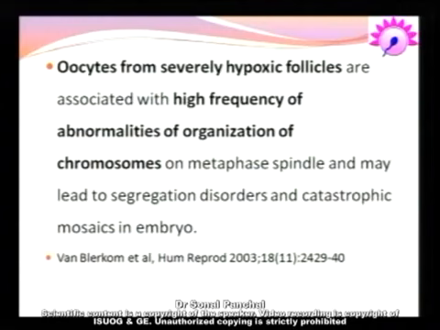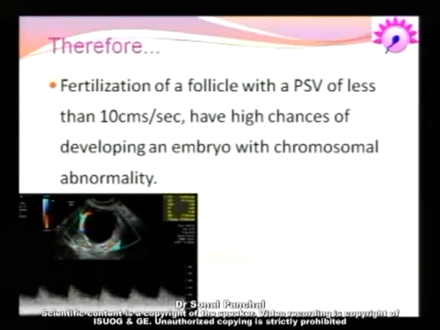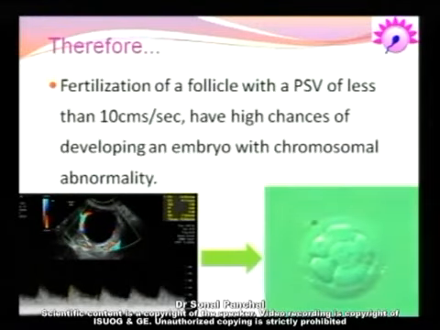This is because, as has been shown in a study published in Human Reproduction, oocytes from severely hypoxic follicles are associated with a high frequency of abnormalities of organization of the chromosomes on the metaphase spindle and may lead to segregation disorders and catastrophic mosaics in the embryo. Another study has also shown a similar finding, that fertilization of a follicle with a PSV of less than 10 centimeters per second has high chances of developing embryos with chromosomal abnormalities. Now, when you are doing some intervention, you want a result, you want a pregnancy, but you don't want an abnormal pregnancy. So that's the reason you must wait till the PSV reaches 10.